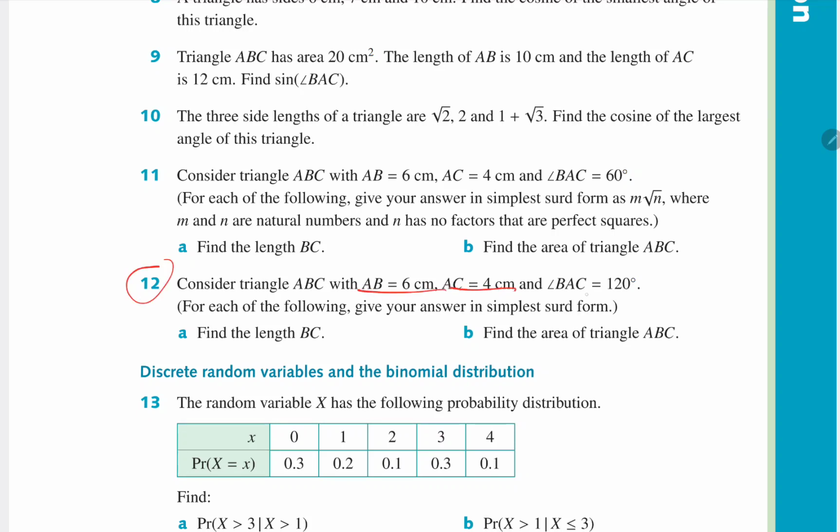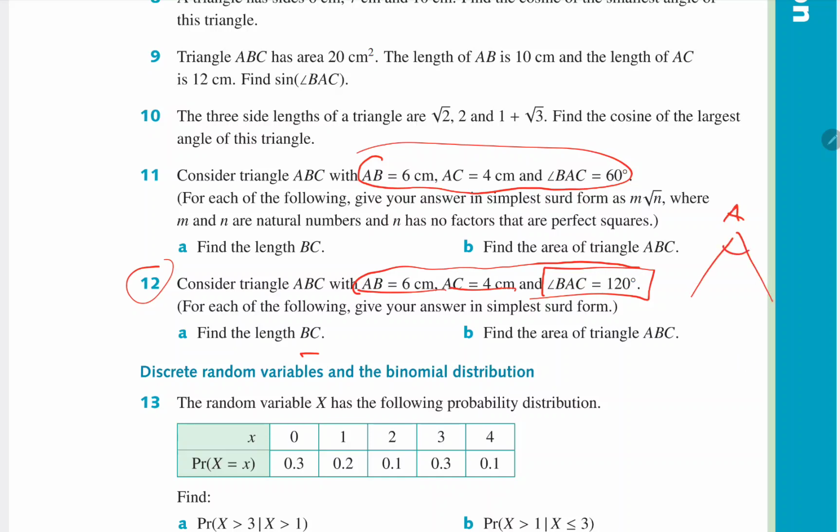We've got AB, AC, and the angle BAC again. Find length BC, find the area. Oh, that's like the same thing. The only difference is that the angle is 120. How do we do cos 120? Because remember, this is like the same question. AB, AC, angle BAC, which means it will be the cosine rule again. Because AB, AC, and the angle A, that's the two sides and the included angle. So that will be the cosine rule. Cosine rule is always two sides and the included angle.